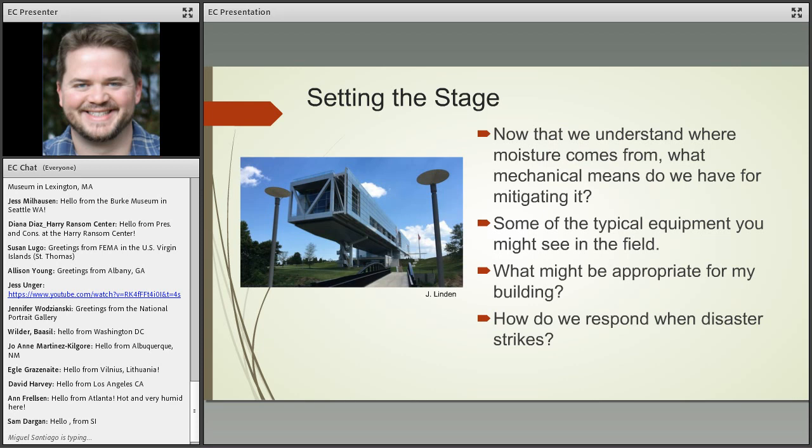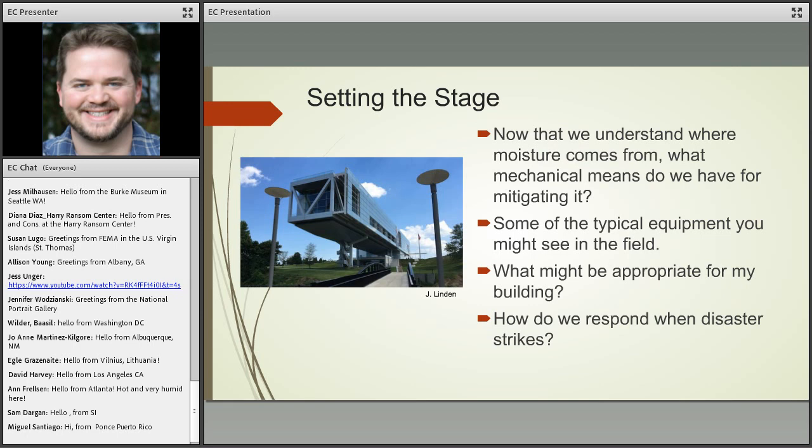So as I said, last time, about a month or so ago, we started talking about where the moisture comes from, how it gets into the building. And now we're going to approach this from the concept of what it is that we can do about it. It's not just about the envelope today. We're going to talk very briefly about the envelope, but we're really going to move into that mechanical control perspective. We'll go through some of the typical equipment that you might see out in the field.